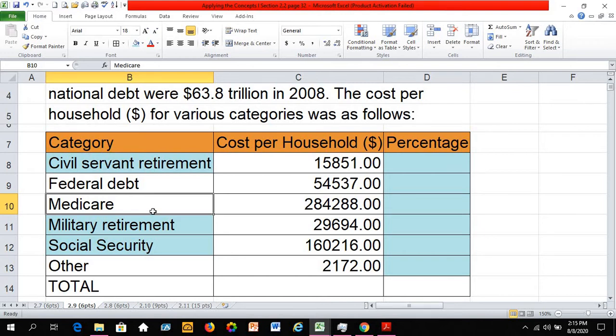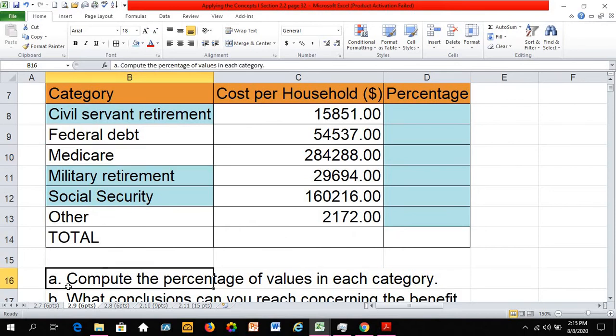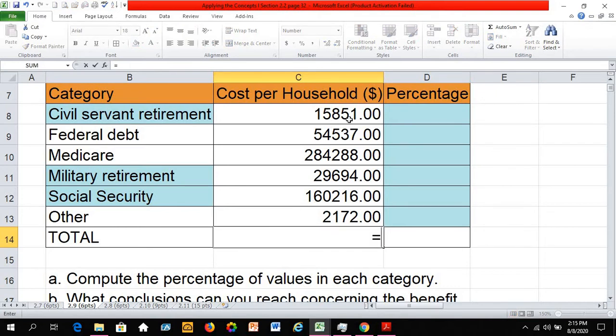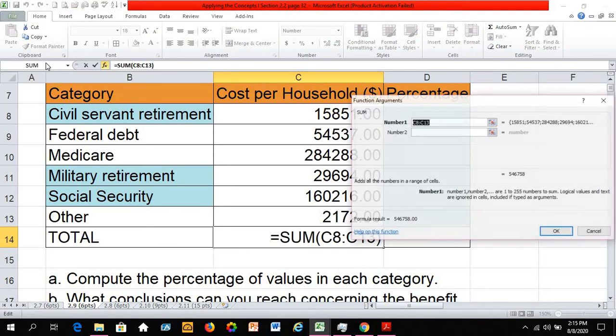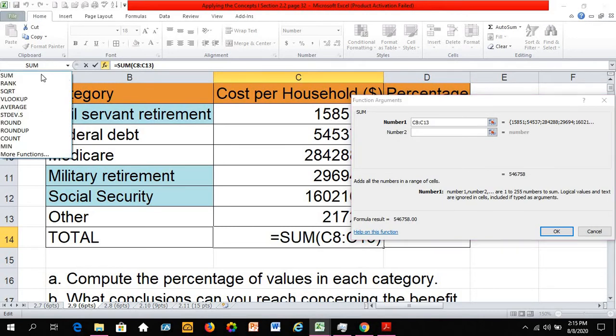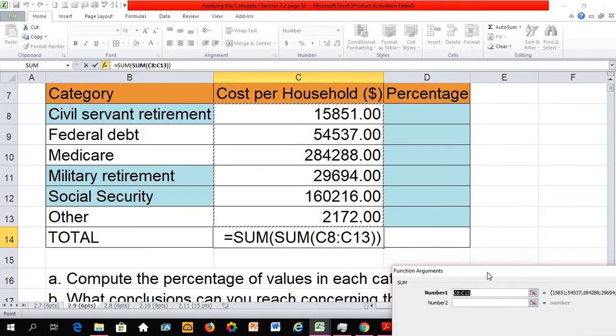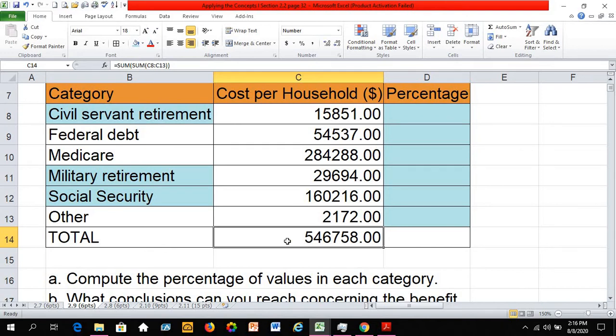Okay, so first question, compute the percentage of values in each category. So we do the same process, press equal sign, then we add all these values. So we click sum. Okay, that's sum under our function, then select all the cells involving the frequency of the cost per household. Press enter, and we should have 546,758 in US dollars.